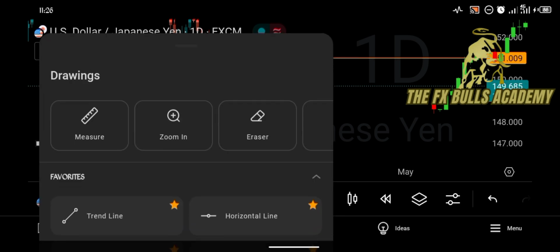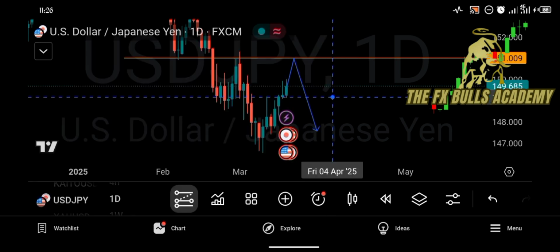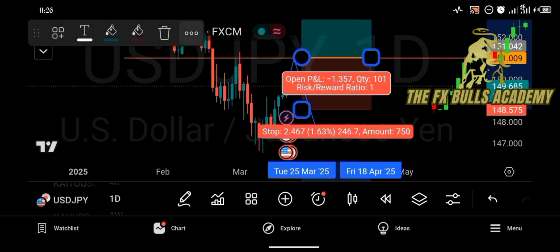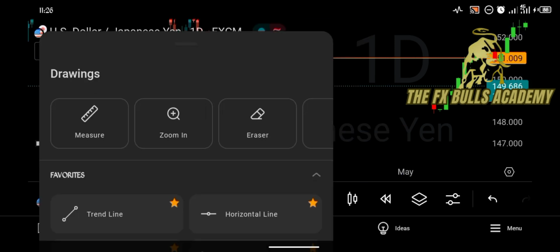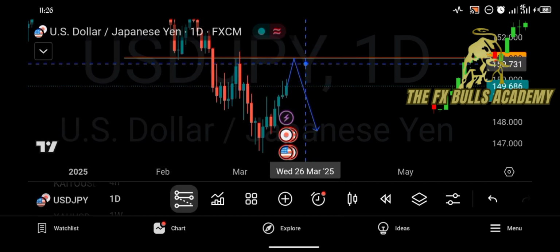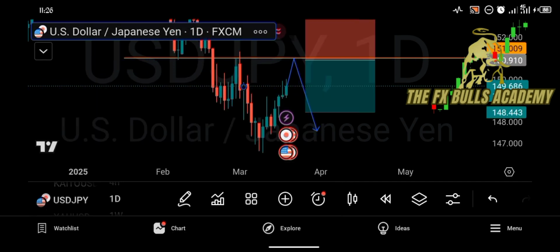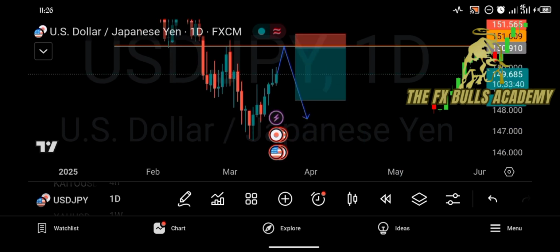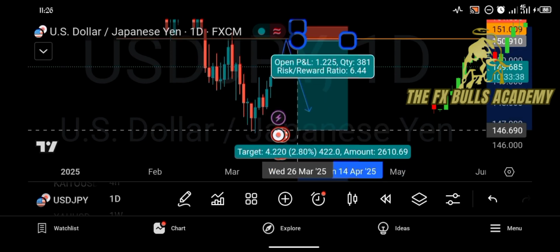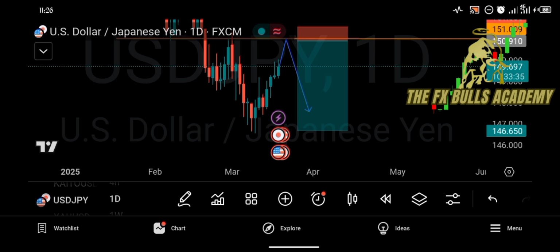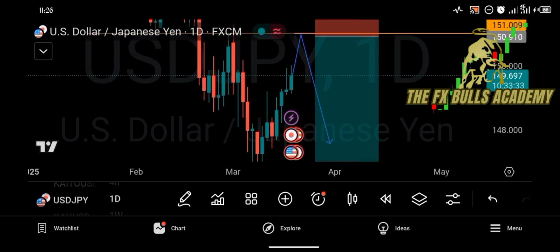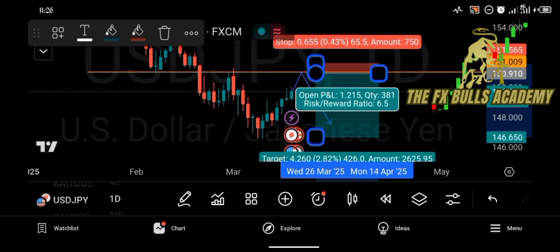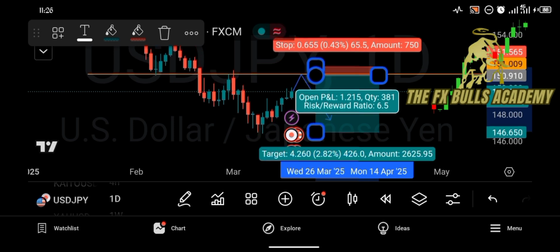So what I'll just be doing, I'll put my long position tool there, and my short position tool. Then I'll put in my short position there, and I'll be watching out for that zone. I'll be risking some pips there to gain more, so that you are risking to gain 1 to 2 risk reward. So I'll be risking 65 pips to make 400 pips. That's a good risk reward.